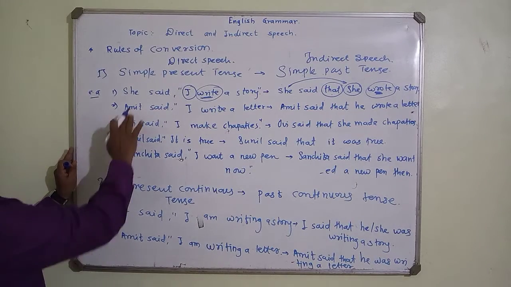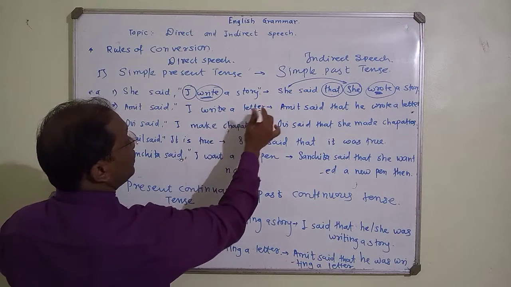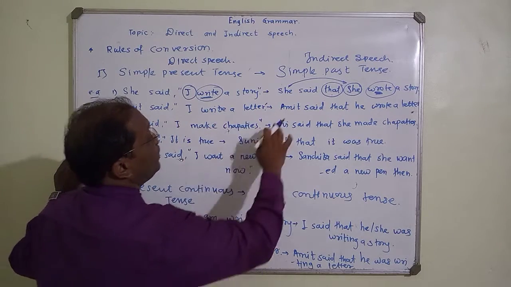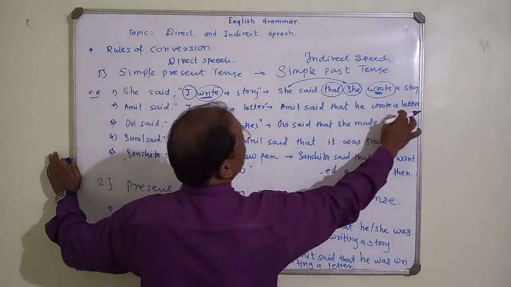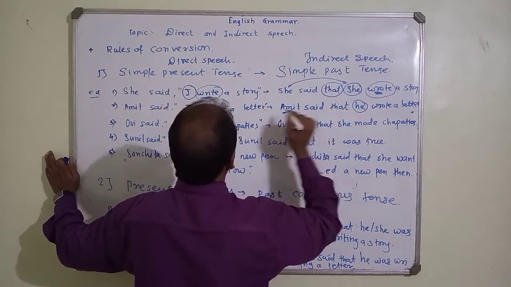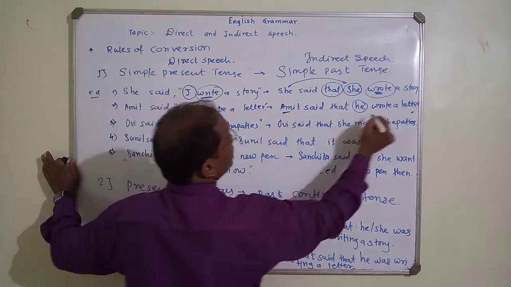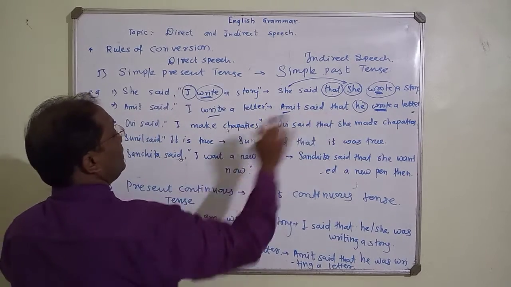Then second, Amit said, "I write a letter." Indirect speech: Amit said that he wrote a letter. "He" refers to Amit. Then "write," we use here simple past tense "wrote." Then the remaining part as it is.